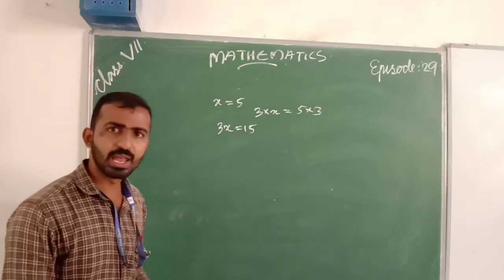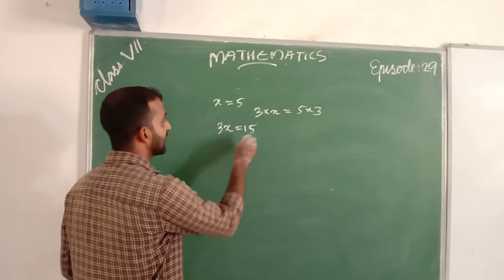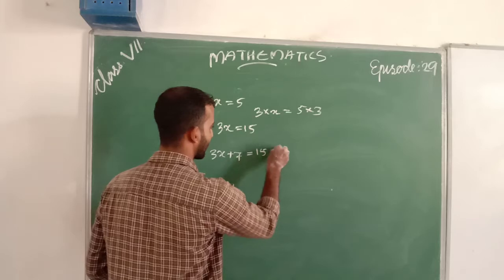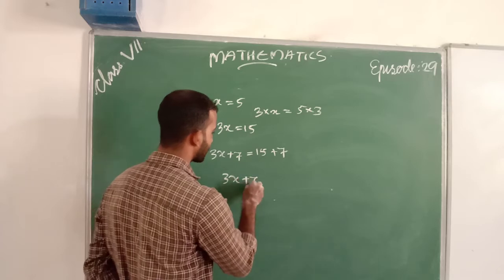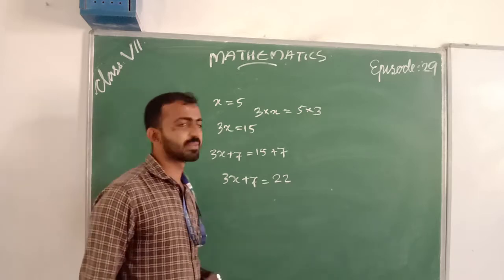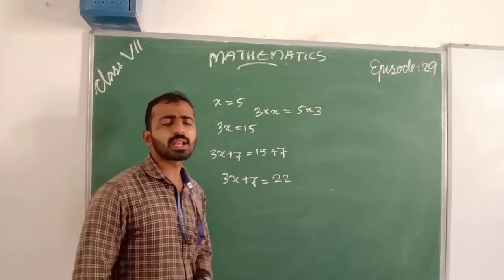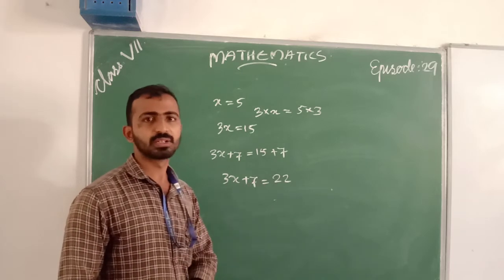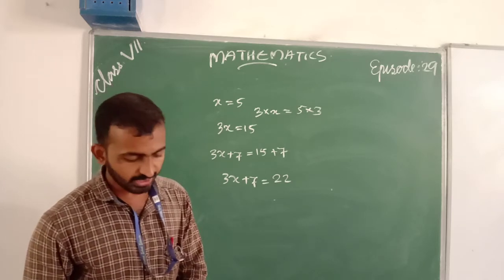3x equal to 15. Add 7 on both sides. That is, 3x plus 7 equal to 15 plus 7, that is, 3x plus 7 equal to 22. Or otherwise we can add or subtract or multiply or divide, depending upon your situation.